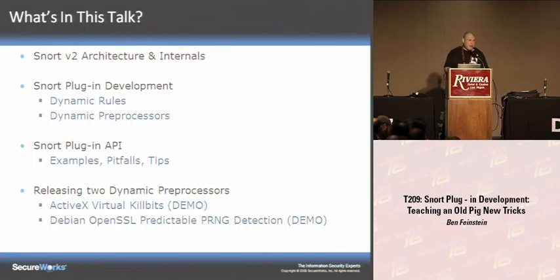I'm going to go over some of the relevant Snort APIs, give you some code examples, point out a few areas that can be confusing and that can hold you up in development, and give you a few tips on how to succeed. I'm also going to be discussing two new dynamic preprocessors that are GPL'd. They're available on the SecureWorks website. There'll be a URL later in the presentation. The first preprocessor deals with ActiveX controls, essentially a virtual kill bit. The other preprocessor deals with SSH Diffie-Hellman key exchange that is affected by the Debian OpenSSL random number generator bug.